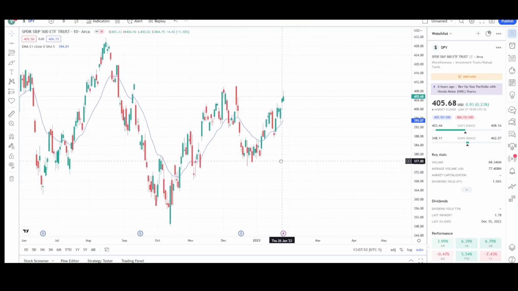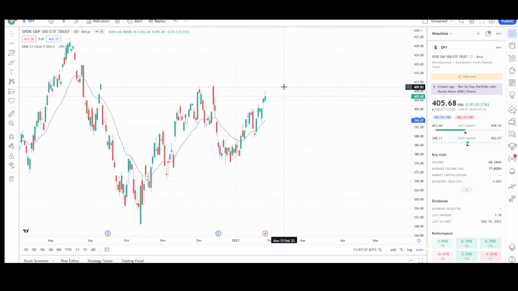Here is the daily chart. You can see how we're heading higher. I believe my target was the 410. We reached the 408 before finding some resistance and selling off, closing at the 405.